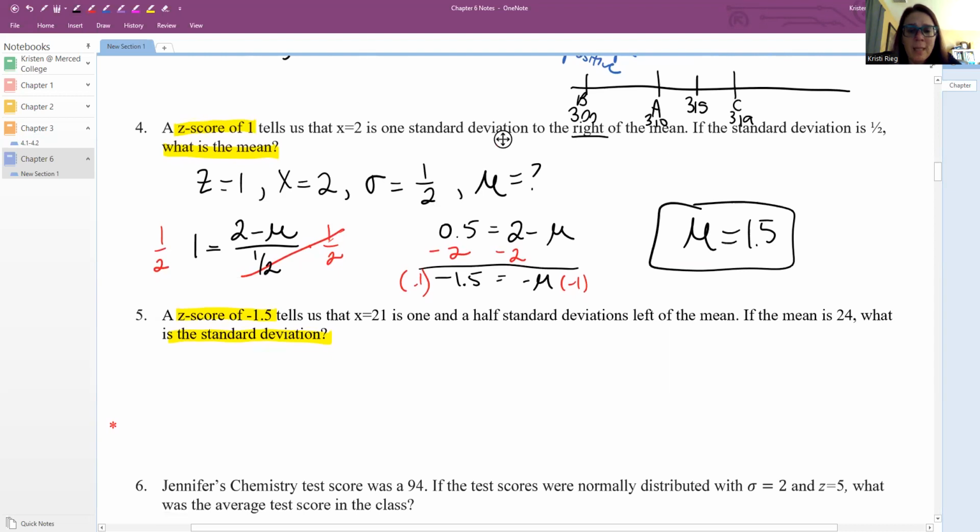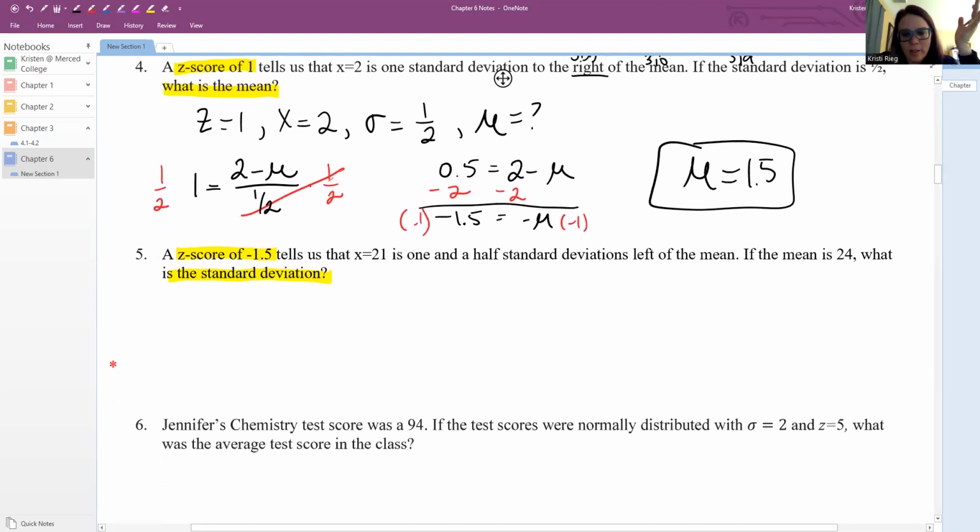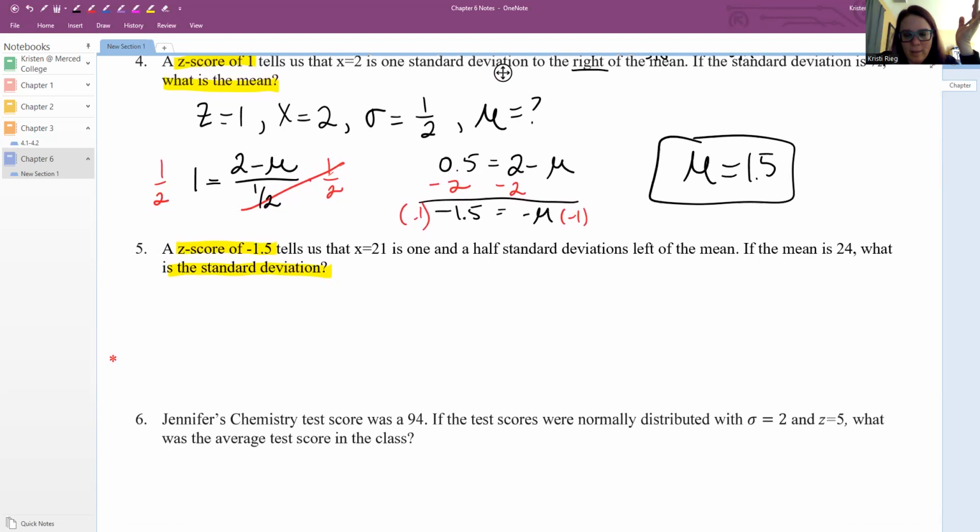Okay, again, hopefully the algebra isn't killing you. Please let me know if it is. These two types of problems, 4 and 5, are as algebra as it gets. And then 6 has some algebra on it too, but 4 and 5 are the two different styles.